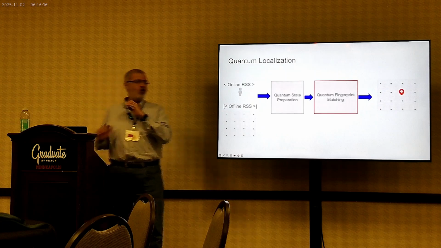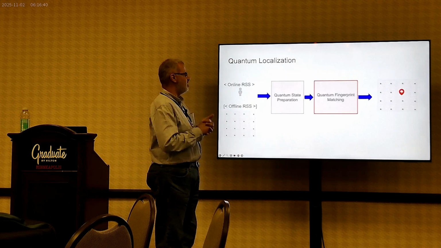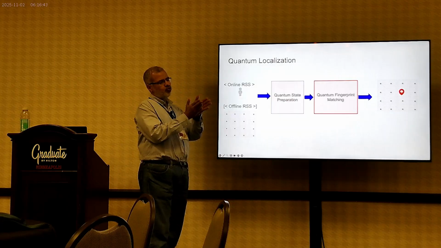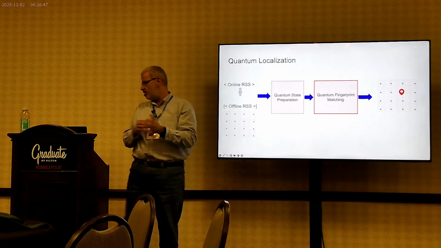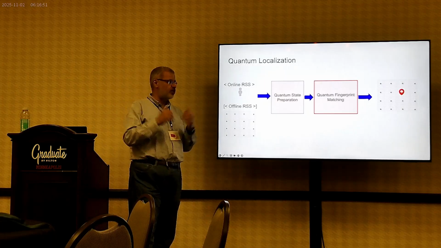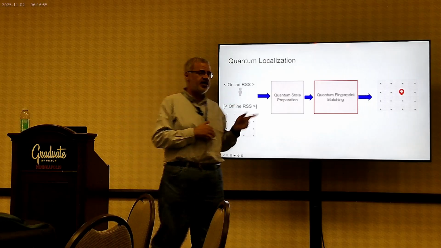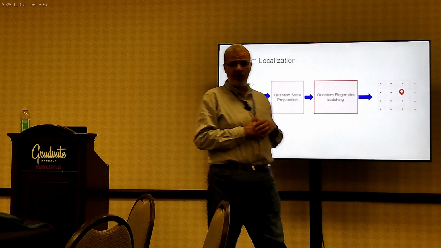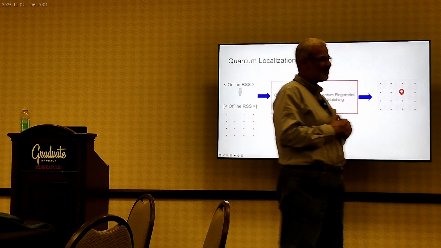Good. So the core of our algorithm is the quantum fingerprint matching, and the idea is you have 2 vectors and you want to calculate the similarity between these 2 vectors. So there are different algorithms, of course, different metrics to calculate the similarity. In this piece of work, we are using the cosine similarity, and I'll tell you later why we choose cosine similarity. Yes, please.